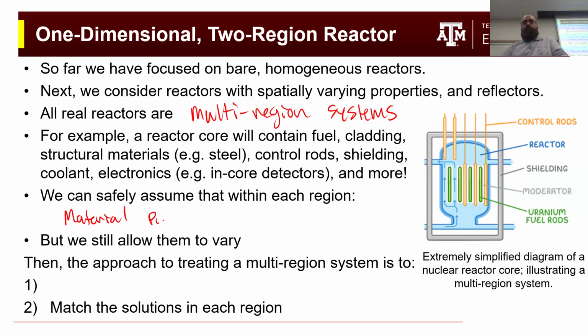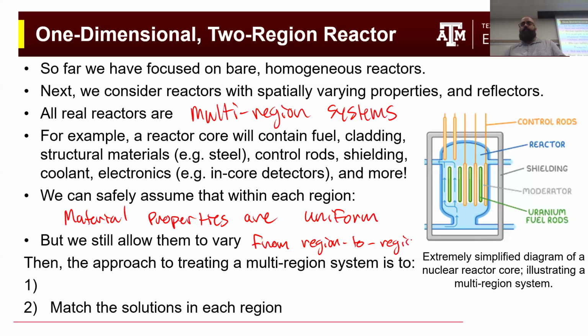Material properties are uniform, but then we can allow those properties to vary from region to region. So everywhere where there's water, it would be constant material properties. Everywhere where there's uranium, it would be constant material properties, but they are different material properties for different regions.